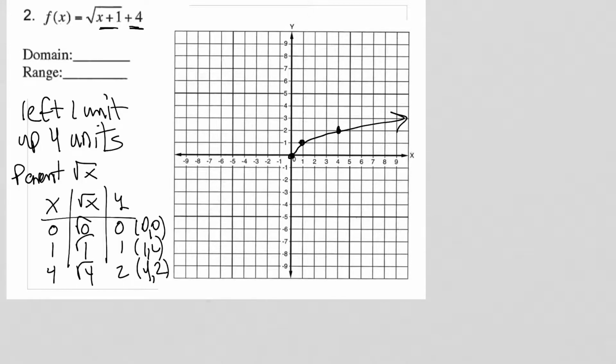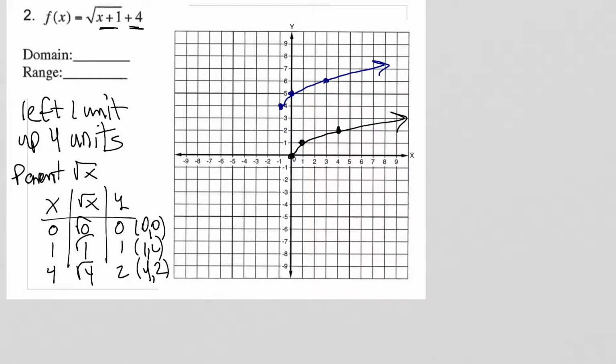So now I'm going to do it in a different color. All right, let's do blue. We're going to go left 1 unit, up 4 units. So left 1 and up 4. Left 1 and up 4. Left 1 and up 4. So this is my transform graph, the one in blue.